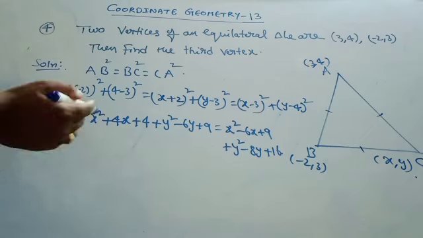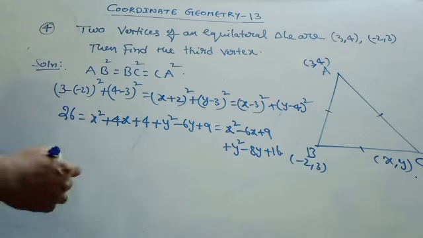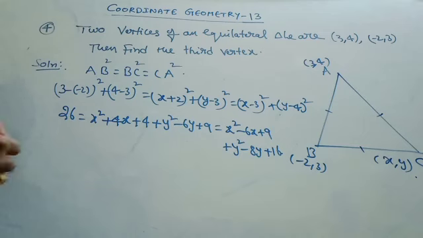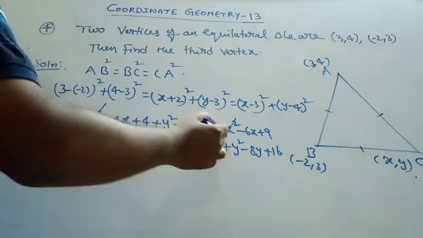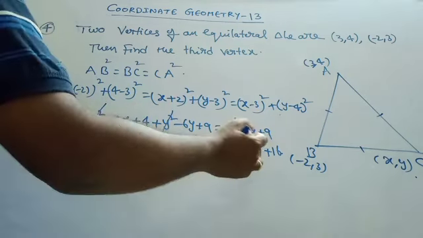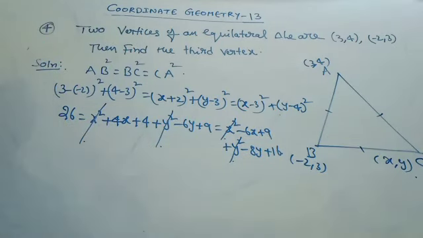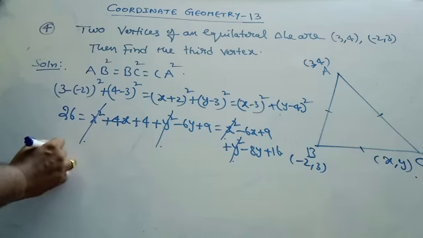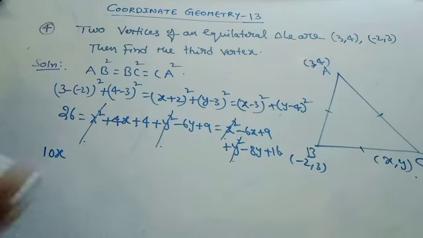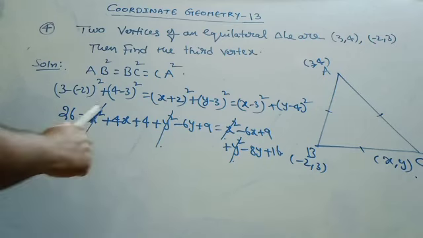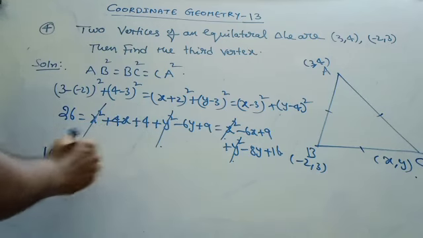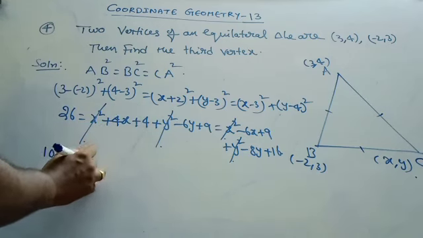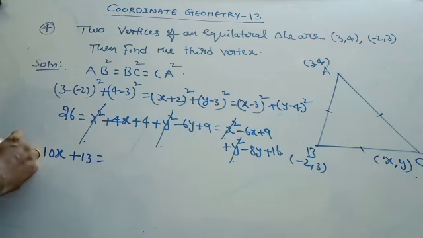We did this in a previous problem also. We are going to solve this. Now you see, my dear students, this x² will cancel, this y² will cancel, because they are equated like that. Then you have −6x, we will bring this to this side, then you will have 10x, because −6x plus 4x becomes 10x, right? And now 9 plus 4, that is 13.